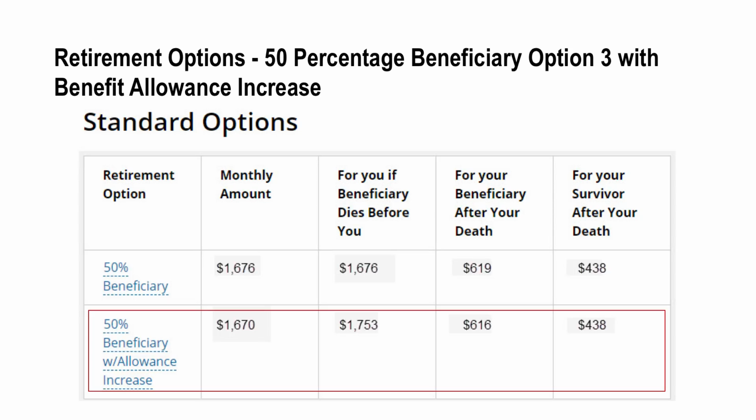The 50% beneficiary option 3 with benefit allowance increase option pays him $1,670 while alive, but his wife would receive less if he should pass away. In this example, the beneficiary portion is $616. With the survivor continuance, that comes to $1,045 for John's wife. If she should pass away first, John will increase up to the unmodified allowance.